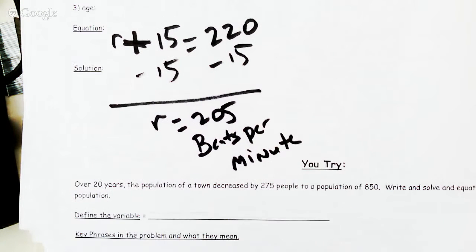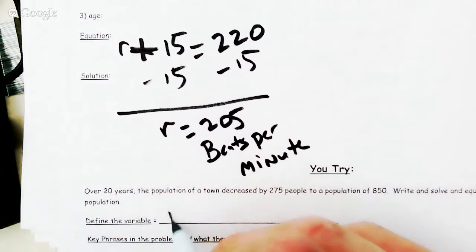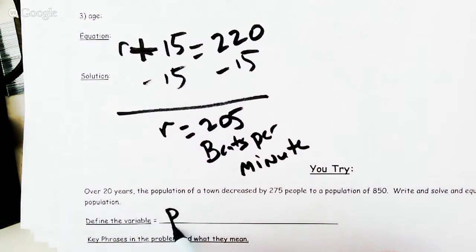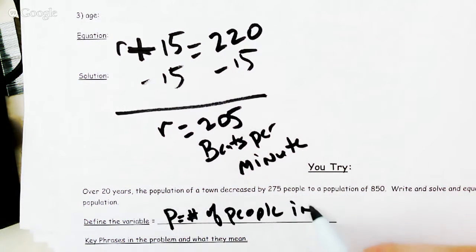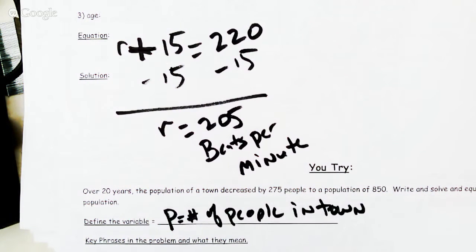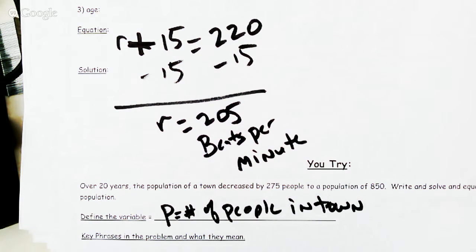Okay, what's the thing we don't know? What's the variable? What's the quantity that can change? Tanner. What letter should we use to abbreviate that? P. Are you wrong if you don't use P? No, you can use any letter you want. So P is our variable, and it is the number of people that were in town. Is it originally or after the decrease? Originally. Okay.